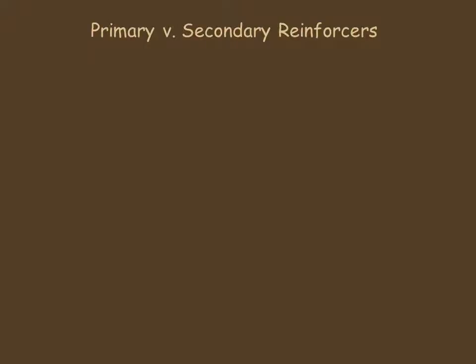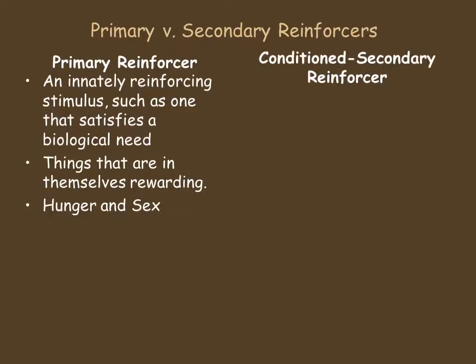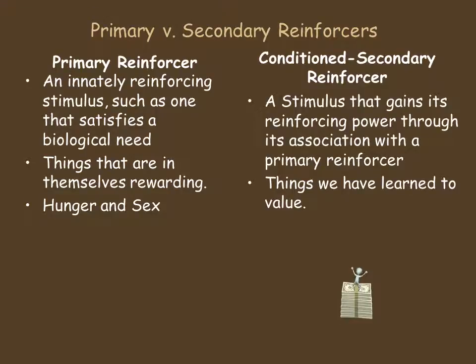So you have two different types of reinforcers you can use. You can use primary reinforcers and secondary reinforcers. Primary reinforcers are innately reinforcing stimuluses, such as things that satisfy our biological needs. Our biological needs of hunger, and our biological needs of sex. Things themselves that are rewarding. The two big ones of our biological primary reinforcers here are hunger and sex. Another primary reinforcer maybe would be something like warmth. That's another thing that's a primary reinforcer.